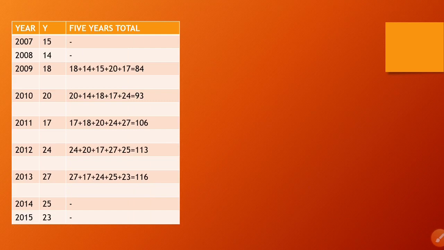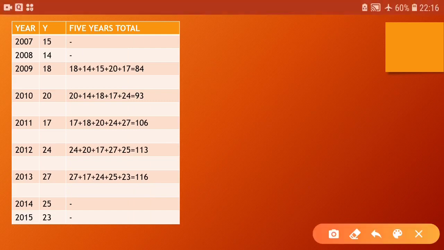So total is 84. In the next, 20, I have done the same thing, 20, 2 up and 2 down. Then also we have done the same thing, 2 up and 2 down. So 18 and 20 up and 24 and 27 down. In 24 we have done the same thing, 2 up, that is 20 and 17, and 2 down, 27 and 25.